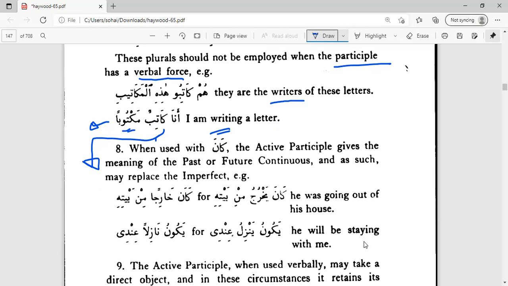Does that make sense? So we have to see the context to see whether it's describing action or whether it is describing the doer. So yes, it will be according to the context. Yes, context and practice, basically.